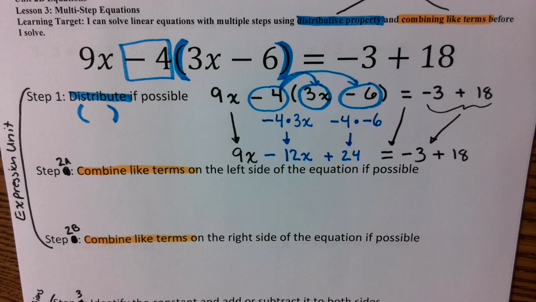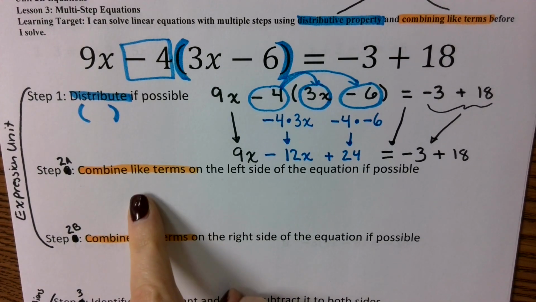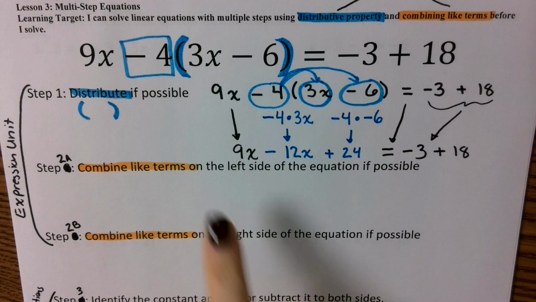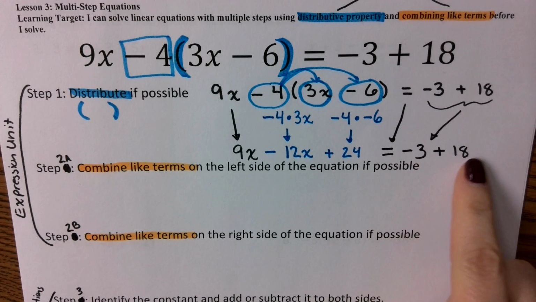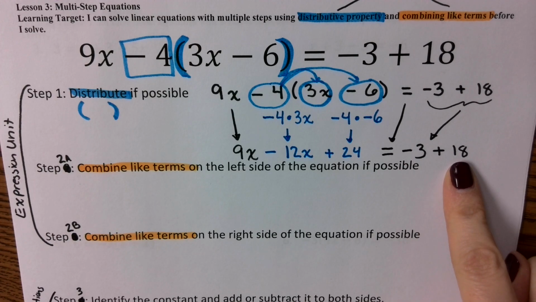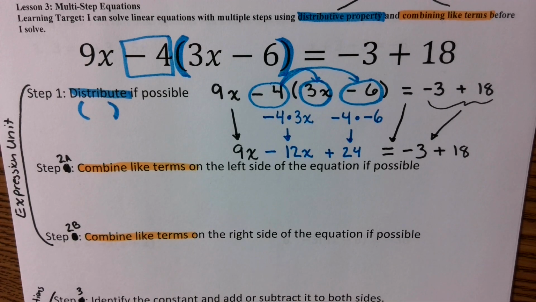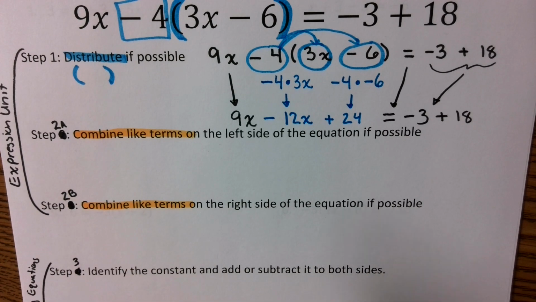Eventually, we're going to get there. That's going to be part of the orange portion, which is combining like terms, right? Lucas was saying that -3 plus 18, can't we combine those? And yeah, we can. We can do that part because they are like terms. So that's where we're going to focus on 2a and 2b, the combining like terms step.